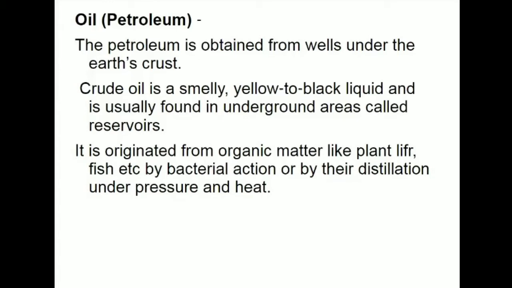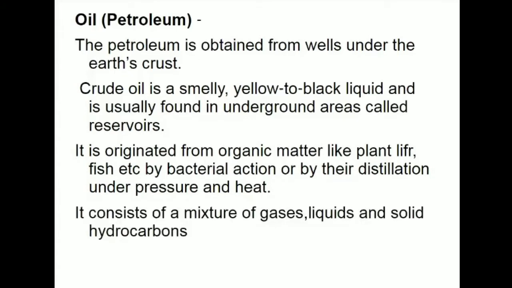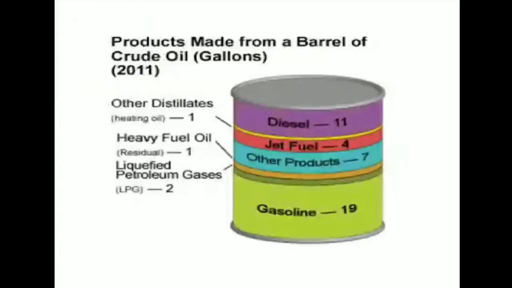We'll distill the petroleum and obtain various other fuels from petroleum like diesel, petrol, kerosene, etc. Then oil consists of a mixture of gases, liquids and solid hydrocarbons. They will be separated after the distillation process of petroleum. So you can see the distillation process part by part. At various stages of distillation, various elements are being liberated and have their own purposes.